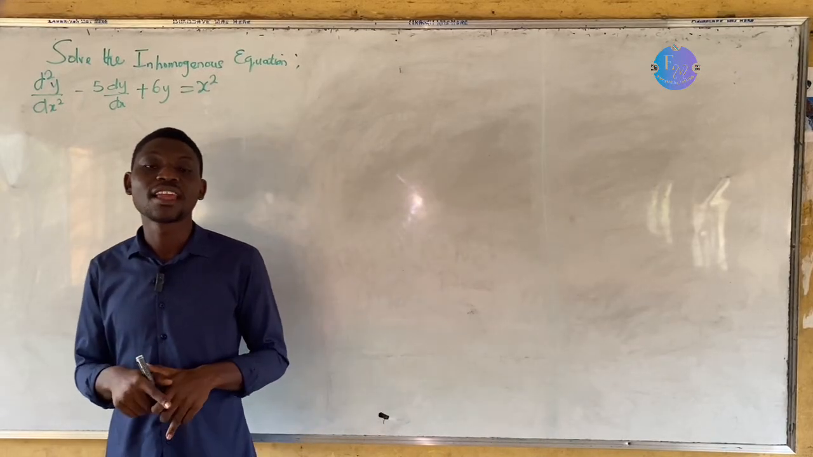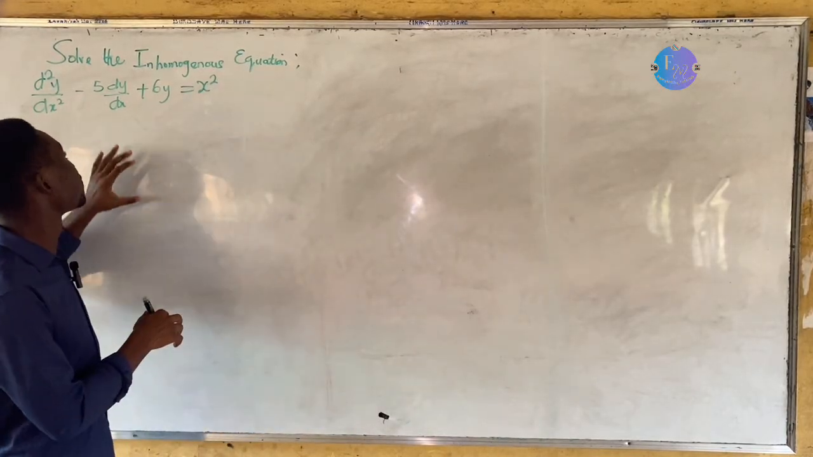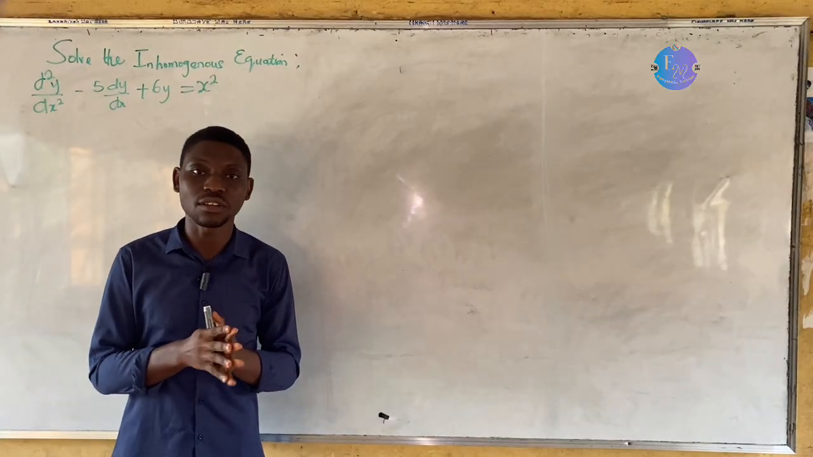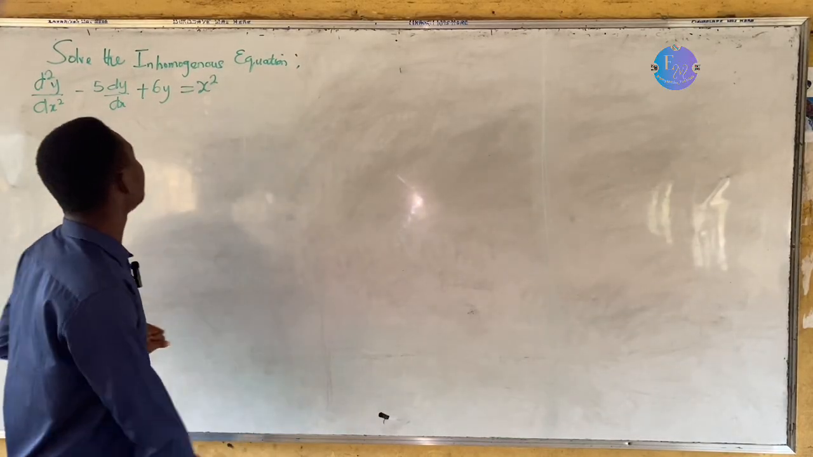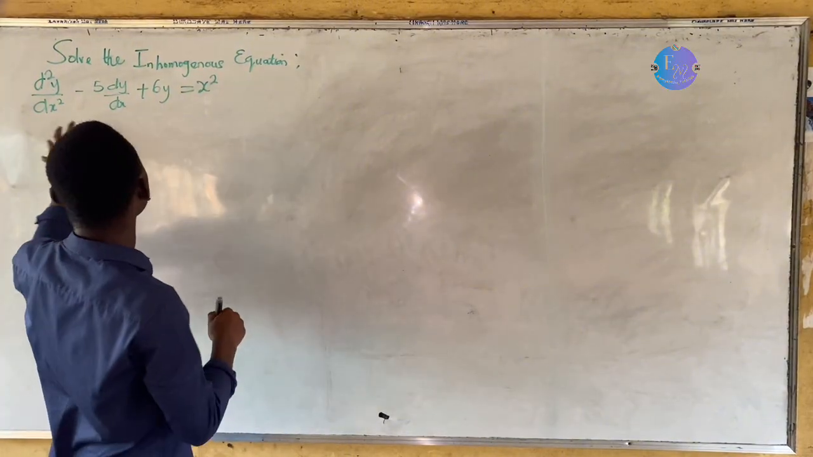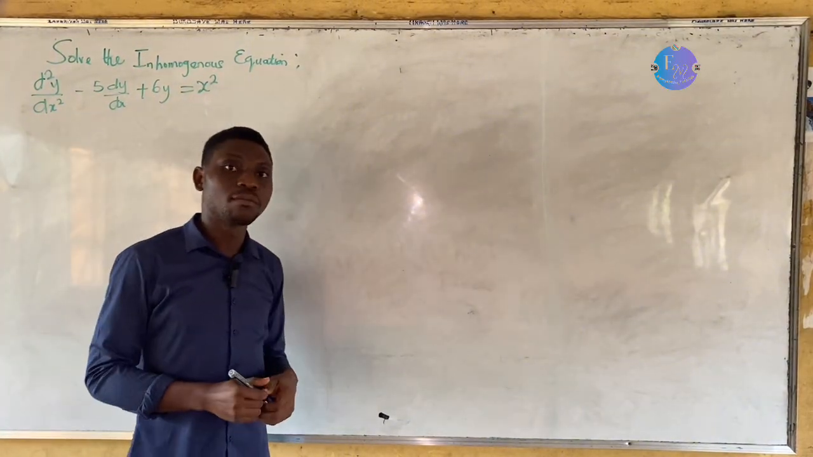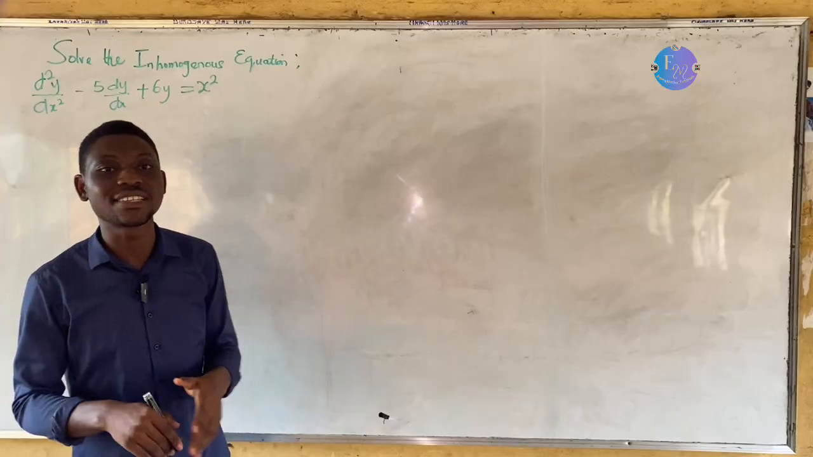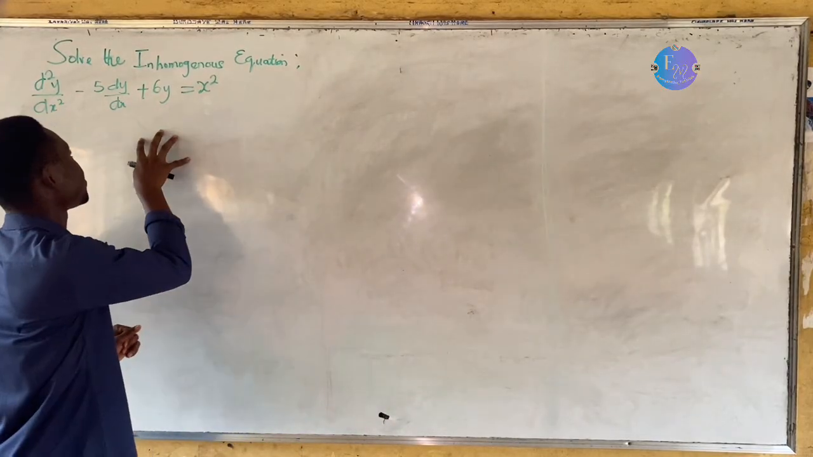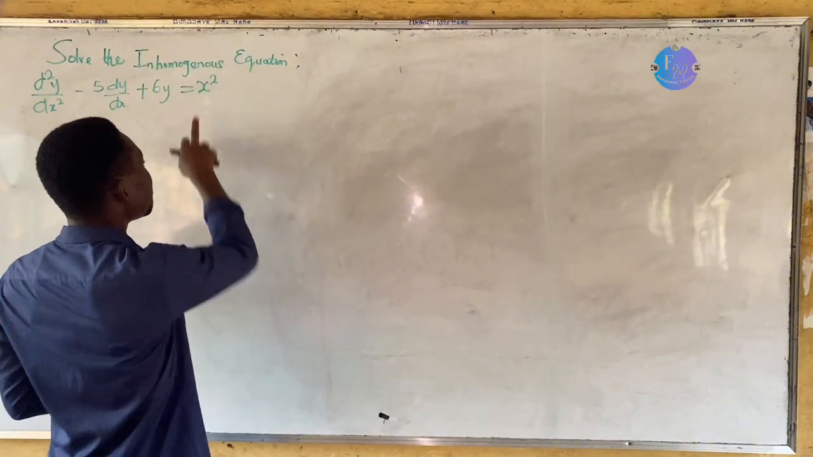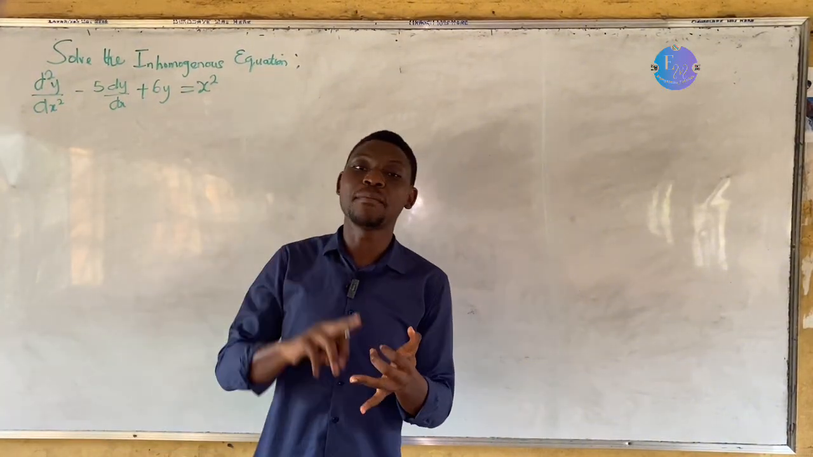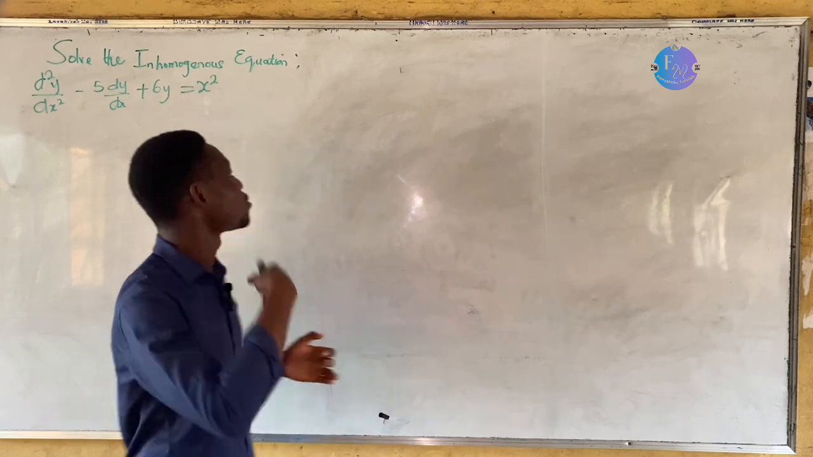In this video, I will teach you how to solve an inhomogeneous differential equation. So you identify an inhomogeneous differential equation when it is not equal to 0. But for a homogeneous equation, it is always equal to 0. For this case, it is not equal to 0. So you have to find the particular integral and also the complementary function. So let's dive into it.